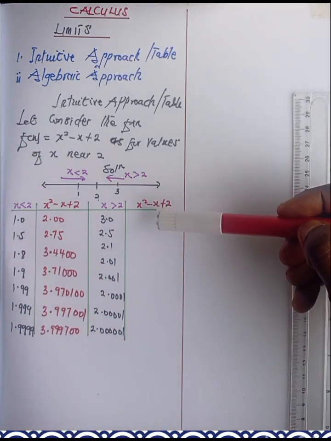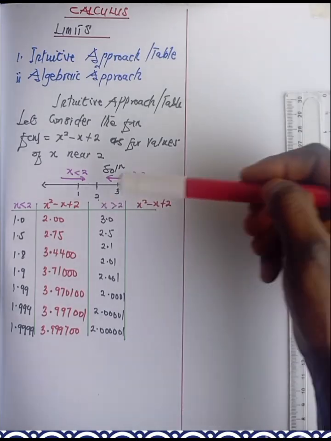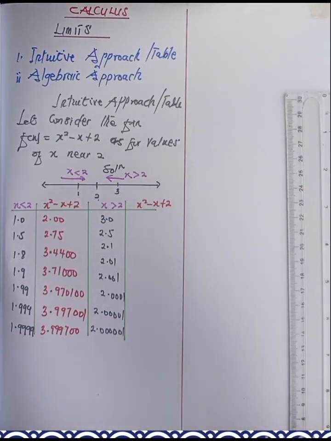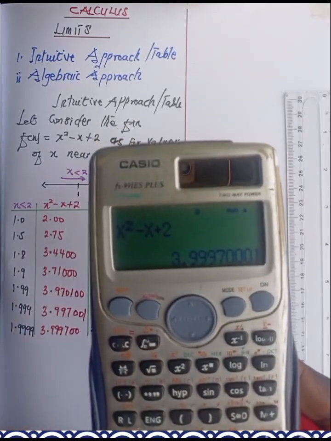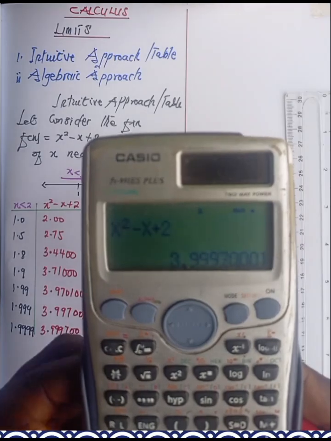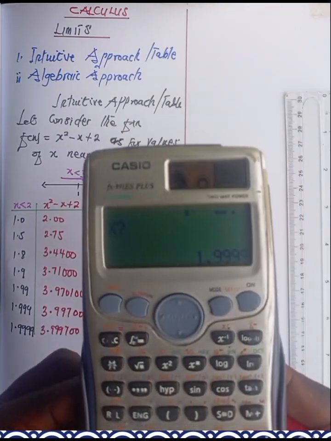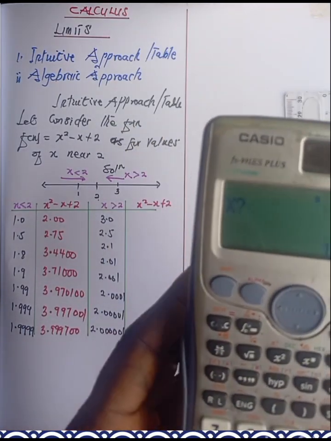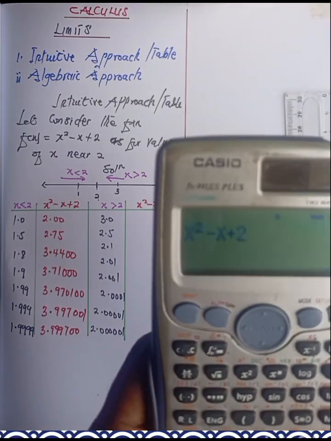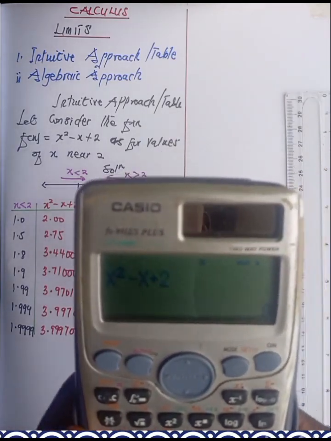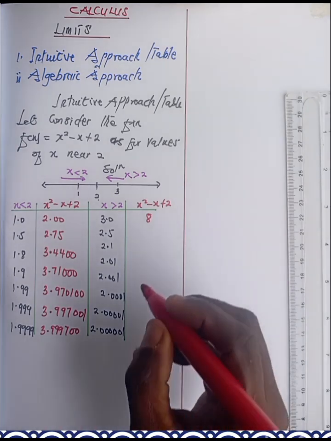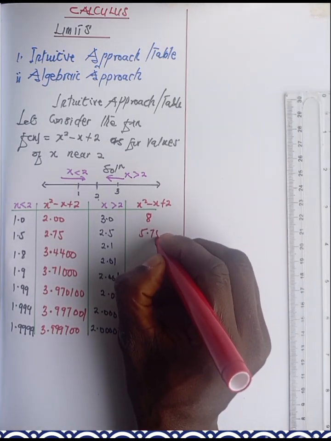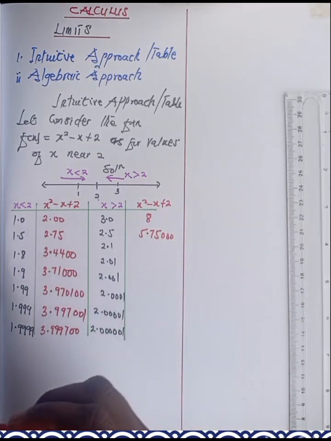Now let's look at the values of x approaching 2 from the right. Let's evaluate it using the same function. You can still use your calculator. We have the function here, so you just have to enter the value for x into the function. The first one is 3.0, and we are getting 8. At 2.5 we are also getting 5.75.